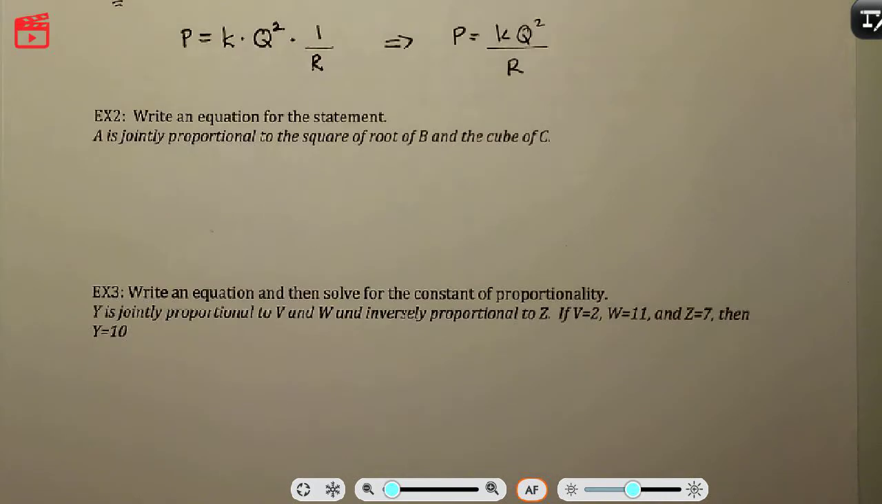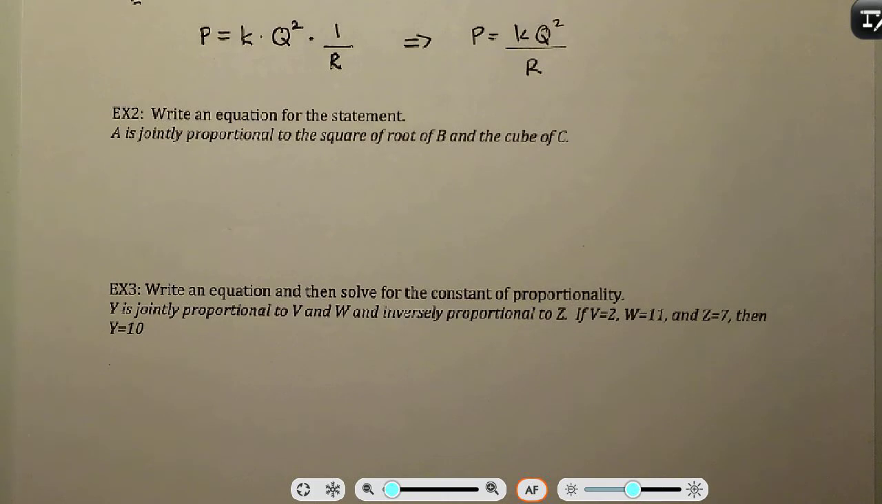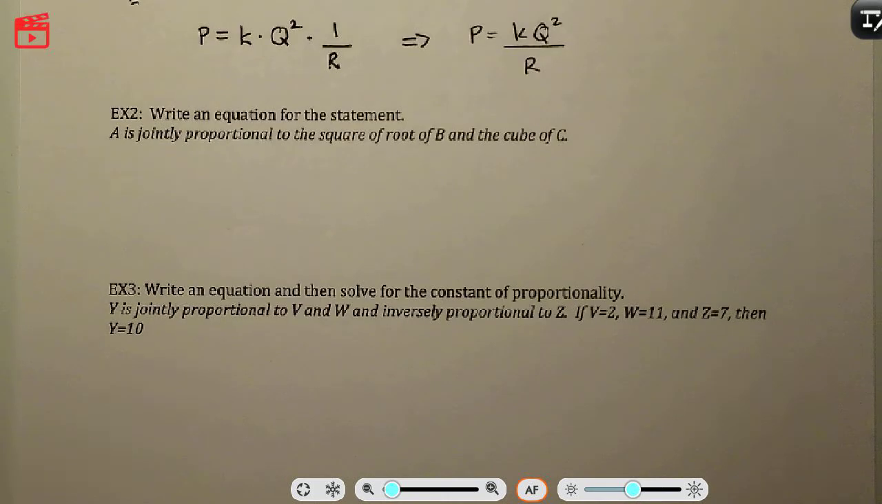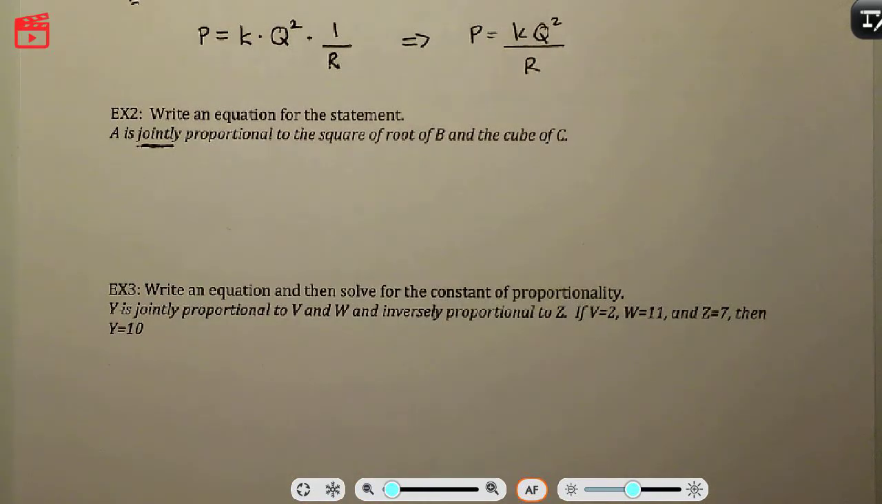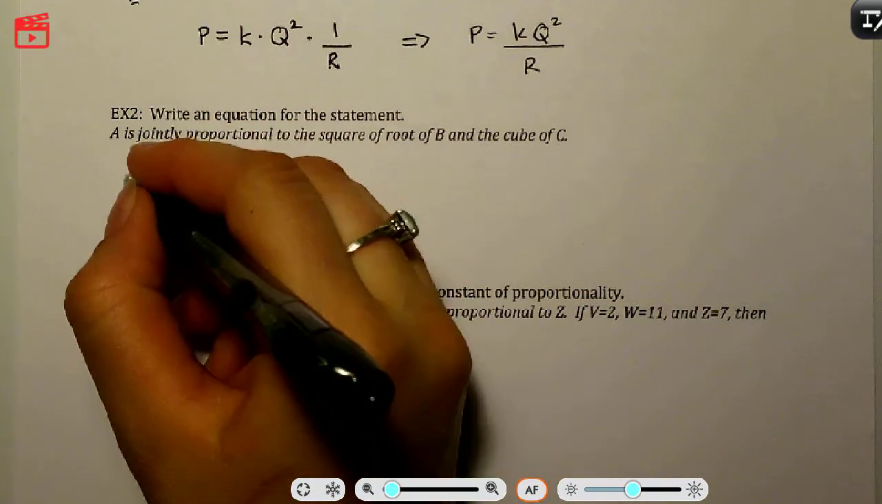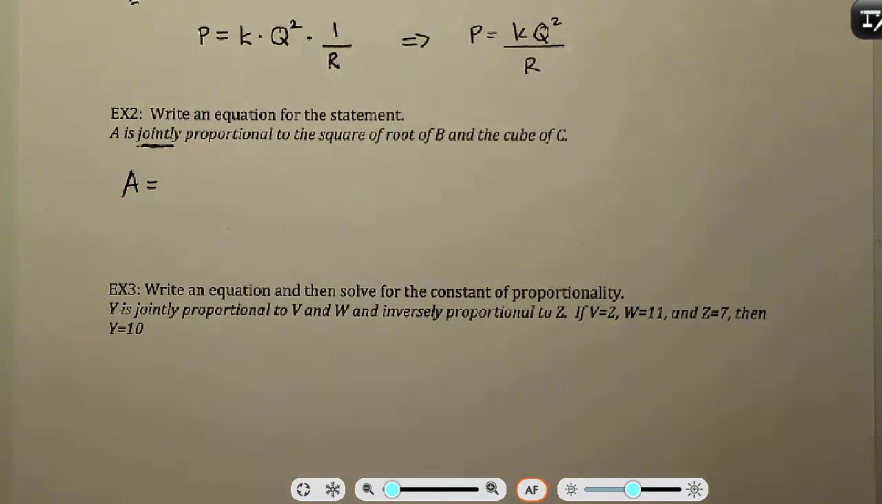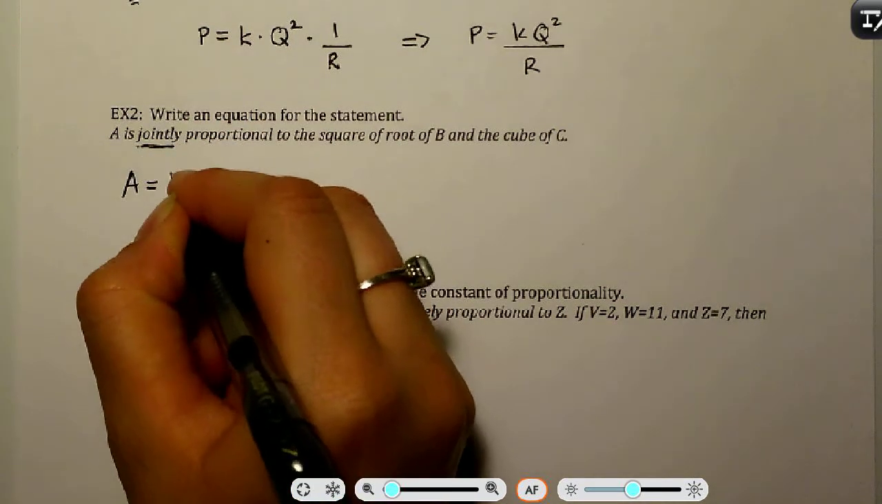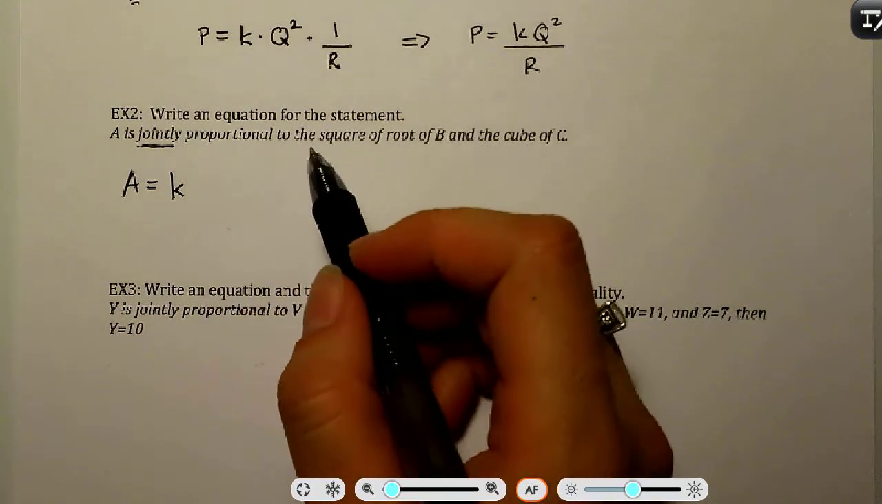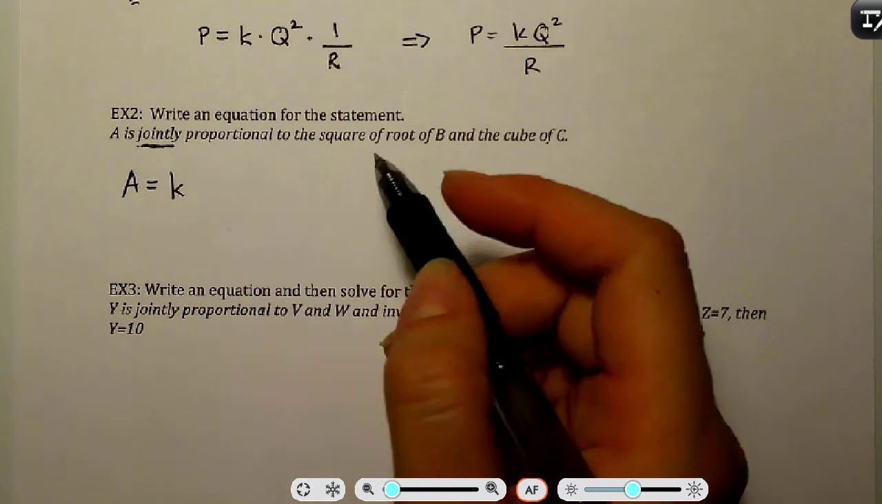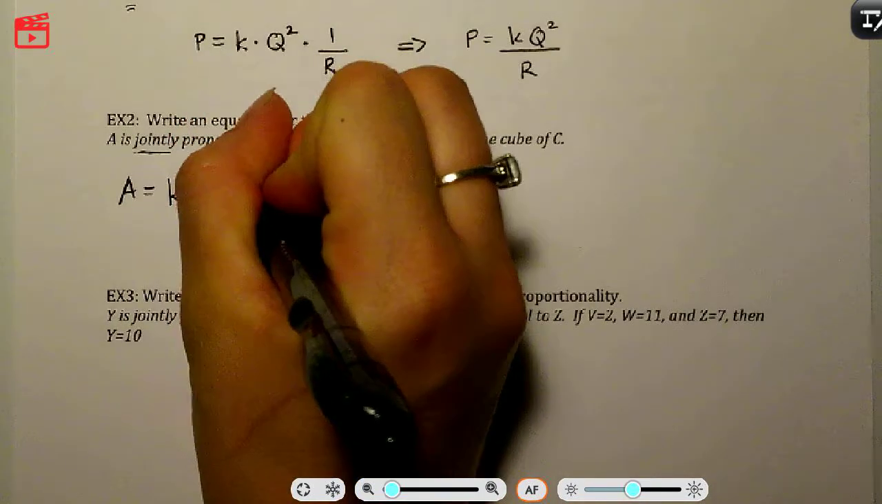All right, let's look at example 2. Write an equation of the statement. Go ahead, pause and see if you can write this equation, and then check in with me in a second. All right, let's see. So we have A is jointly. Ooh, jointly? Okay, so that means we're going to have more than one. So A is, and immediately after I do is, what happens? We plop that constant of variation down. So it's jointly proportional to the square root of B. Okay, well, the square root of B.